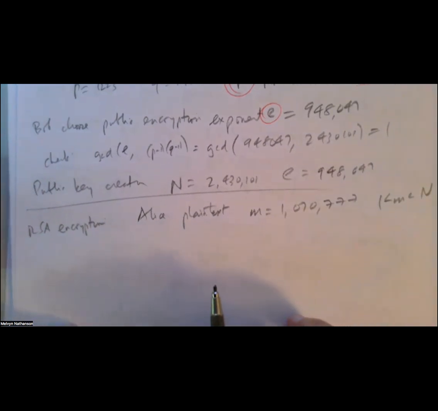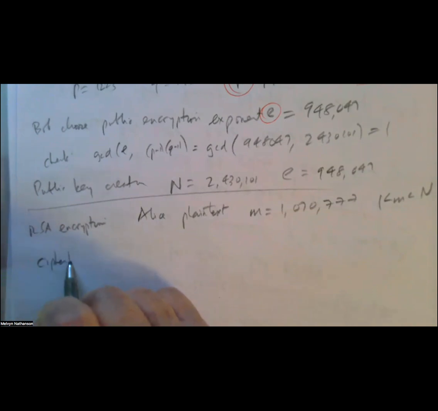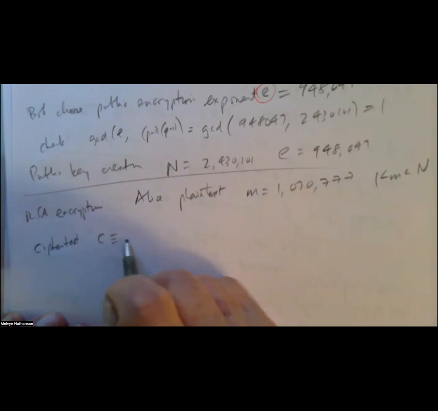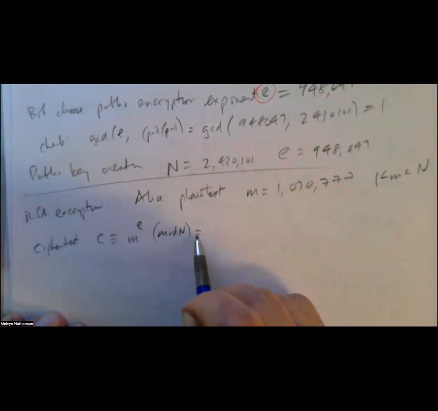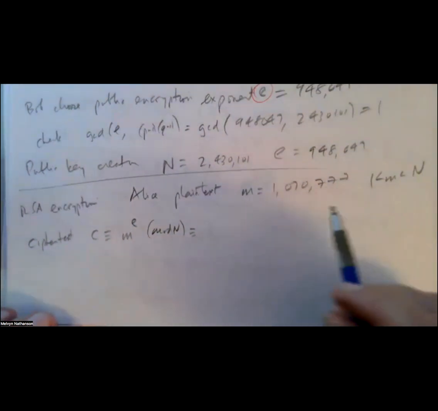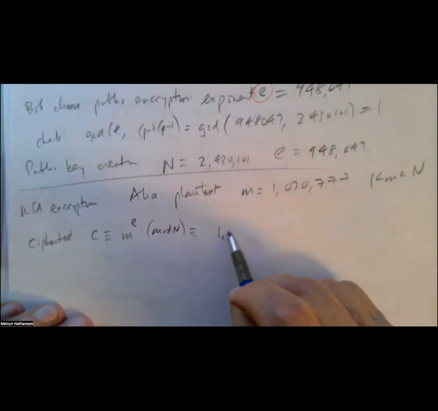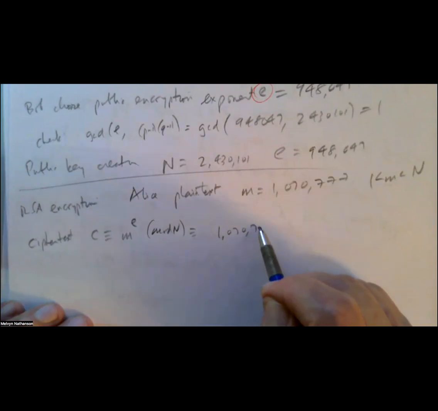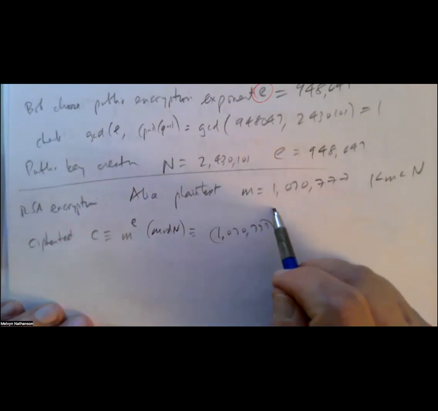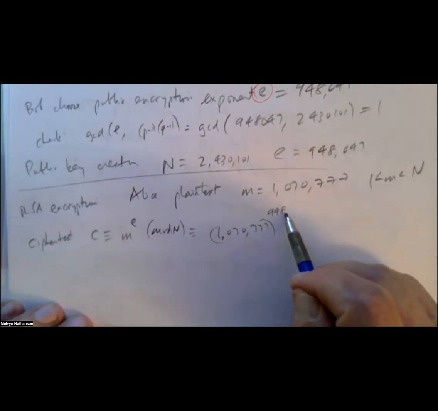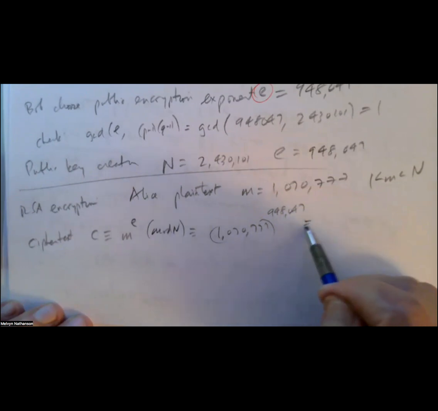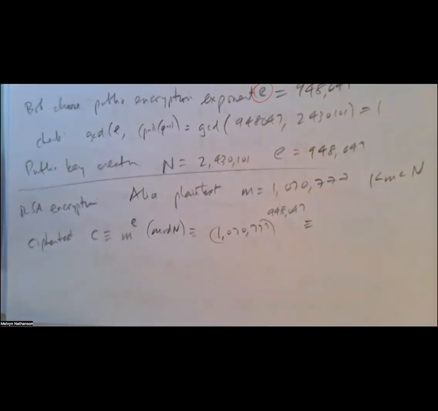So how does Alice get the ciphertext? C, you take M, raise it to the power E mod n. So you take the number 1,070,777, raise it to the power 948,047. Okay. You don't want to do this by hand.